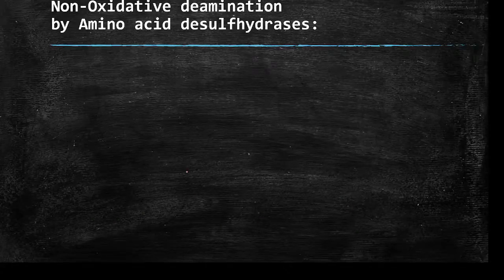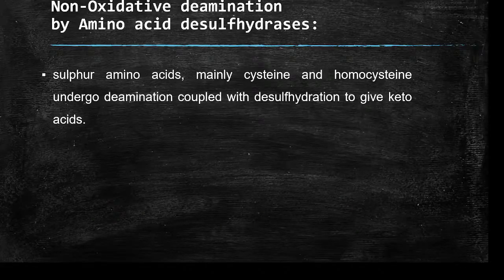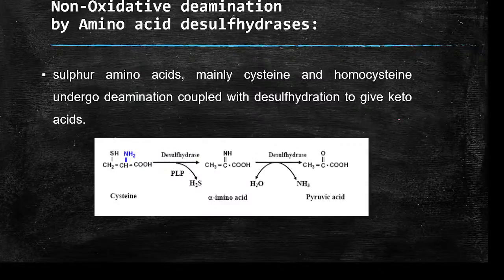Okay. So non-oxidative deamination by amino acid desulfurases. Sulfur-containing amino acids, mainly cysteine and homocysteine, undergo deamination coupled with desulfuration to give keto acids. So cysteine is converted to an alpha amino acid by the loss of H2S gas. So here you require a dehydrase enzyme and PLP as cofactor. And the alpha amino acid is converted to pyruvic acid by the action of desulfurase.